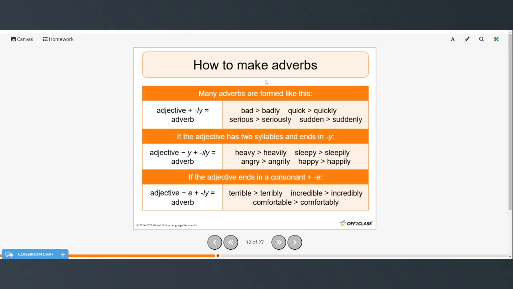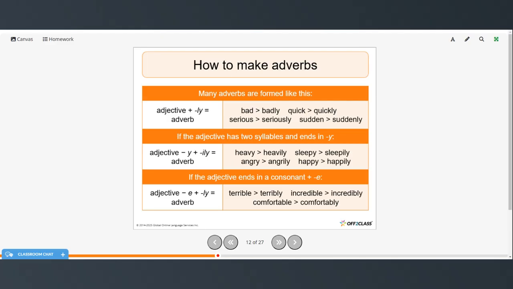So how to make adverbs? Many adverbs are formed like this. You take the adjective and you add ly to make the adverb. So bad becomes badly, quick becomes quickly, serious becomes seriously, sudden becomes suddenly.